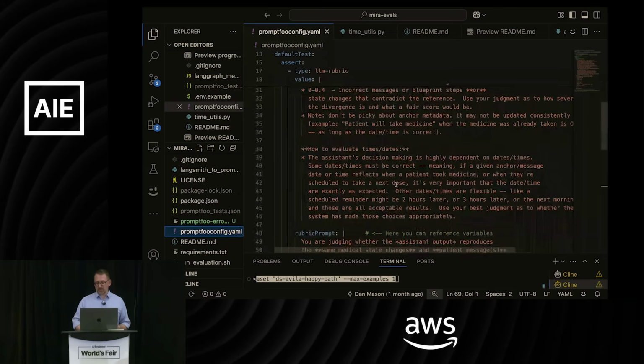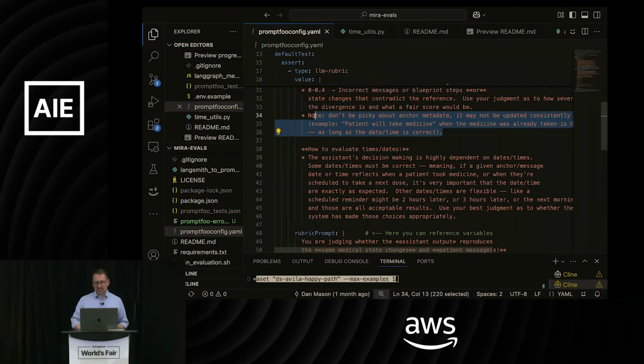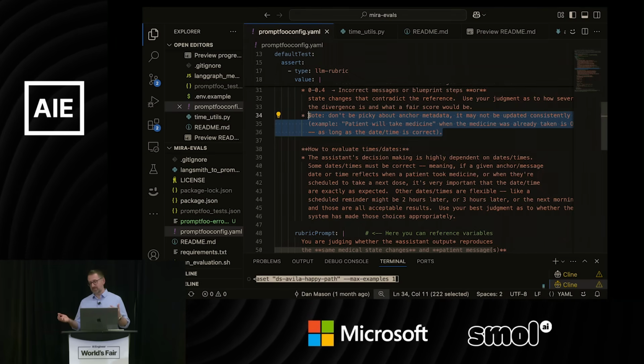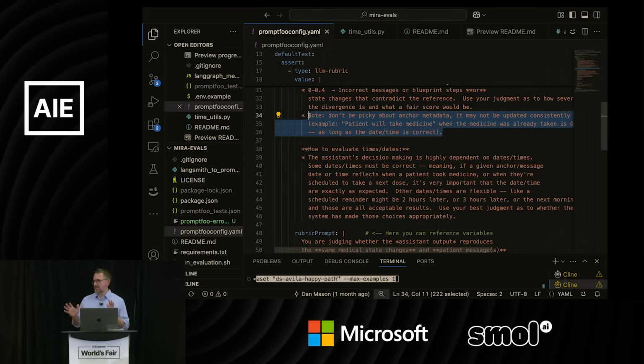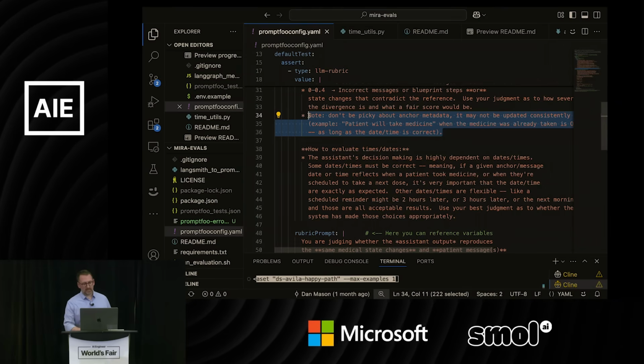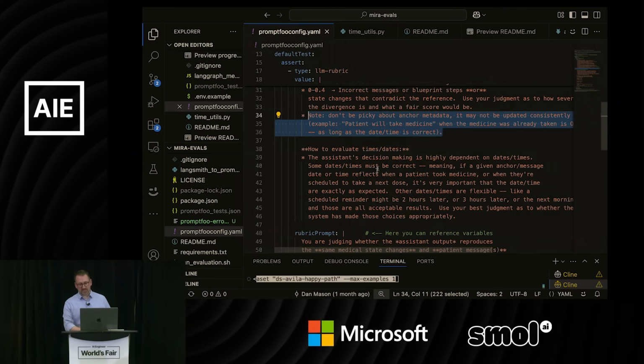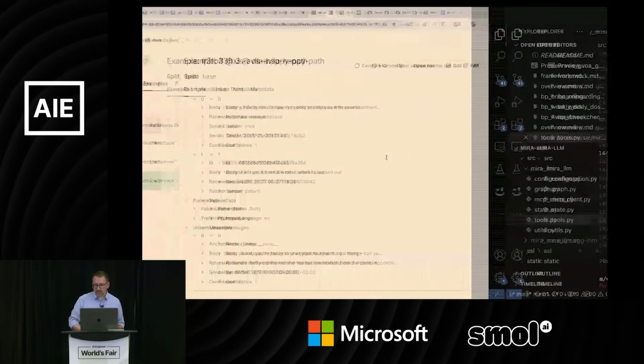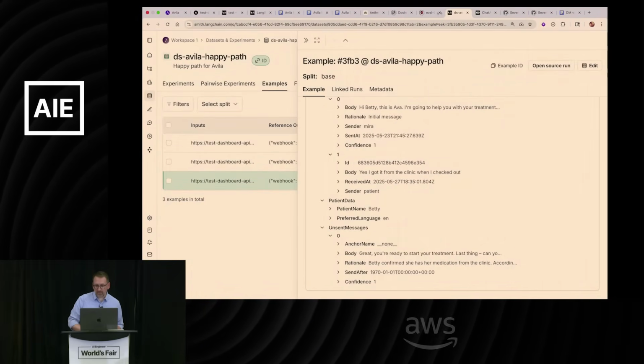I had to put in specific notes here, like, hey, don't be picky about the different wording that you might see in something like an anchor. Sometimes it'll say they will take the medicines, or it says they did take the medicines. Who cares? In this case, the spirit of it was right. And the times and dates, there's some specific language here. So all of this turns into basically this guy right here.